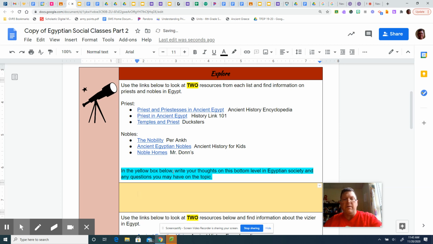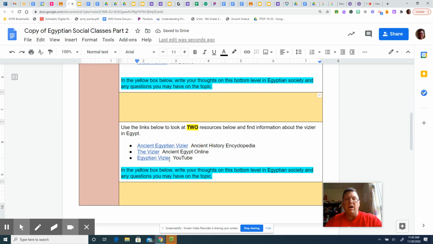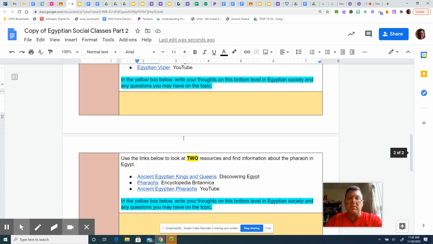Okay. And then down below, it's going to talk about the vizier. Now, the vizier in Egypt was the right hand man of the Pharaoh. Okay, and this guy had a lot of power because he was second only to Pharaoh. I want to focus a little bit more on him because he was a pretty important guy, or gal, but mainly I just wanted you to make sure you get a chance to look over the vizier and talk about them. So this would be like the second person in charge. Okay, kind of like the vice president.